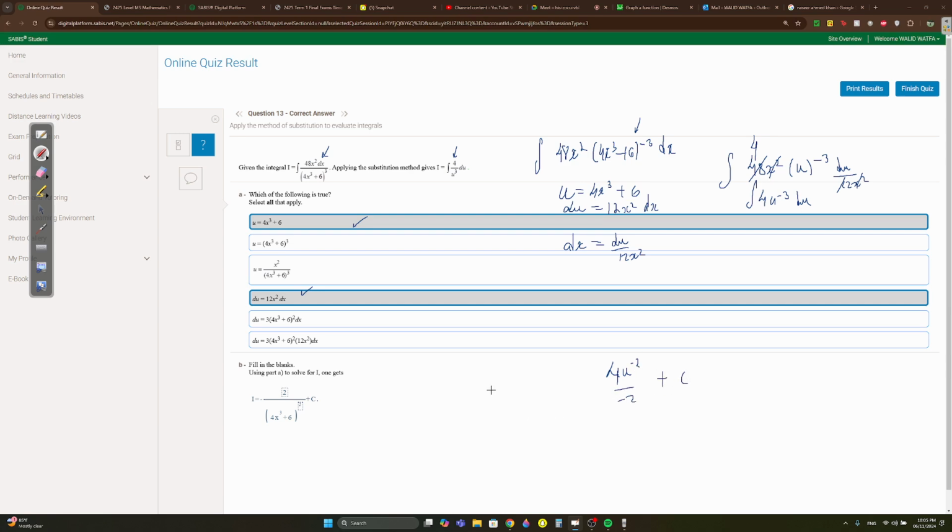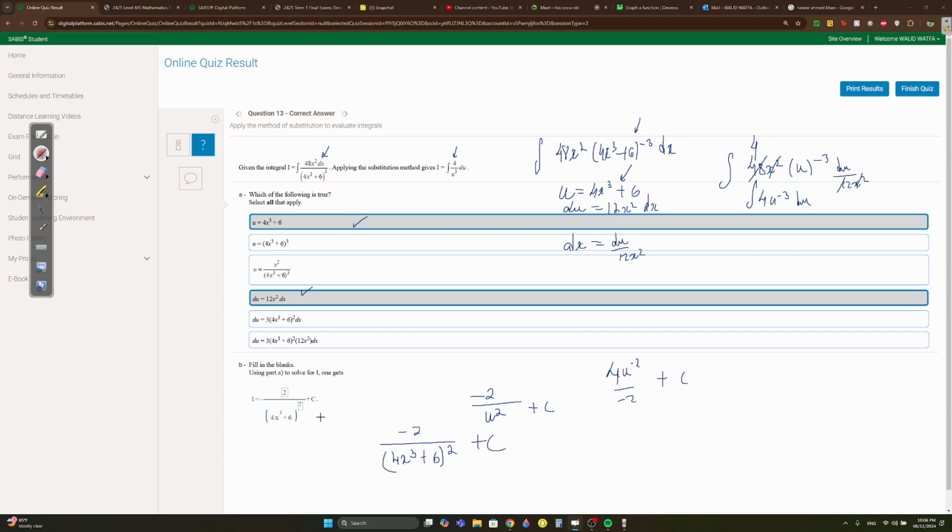So you're going to get 4 divided by minus 2, which is minus 2. Take the power down so it becomes positive: minus 2 u squared plus c. Can we keep it in u? Of course not. We have to change it back to what it was. So it's going to be minus 2 over 4x cubed plus 6 to the power of 2. Why 4x cubed plus 6? Because that was what we originally set u as.